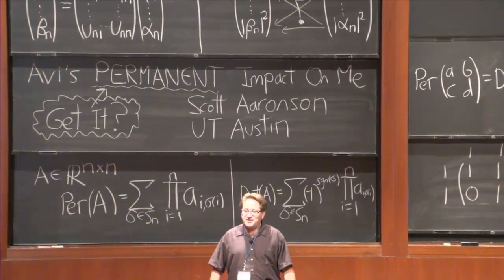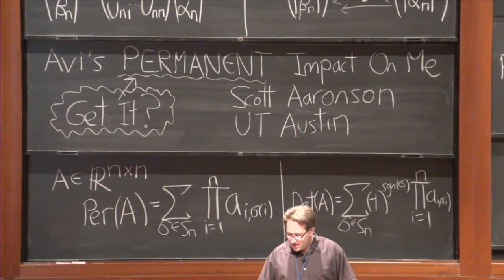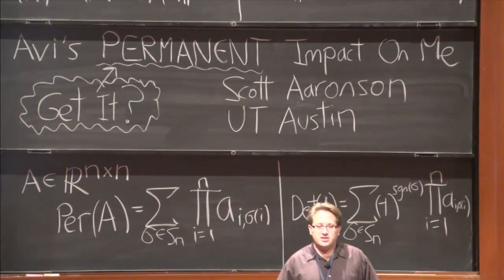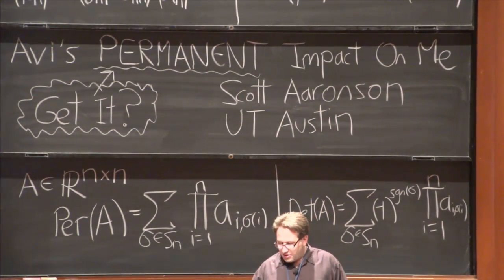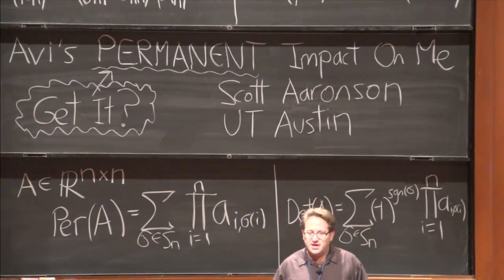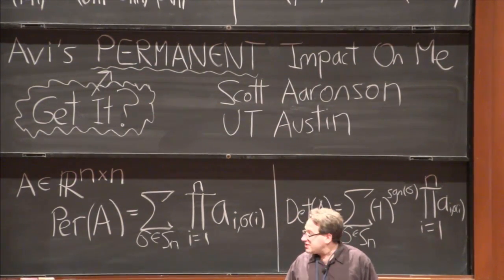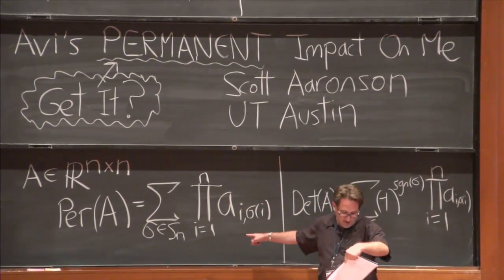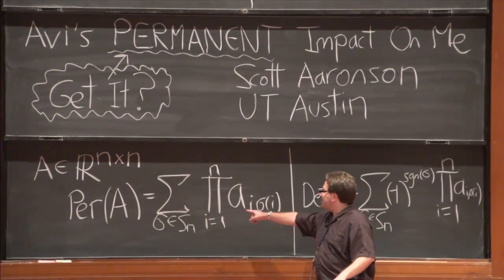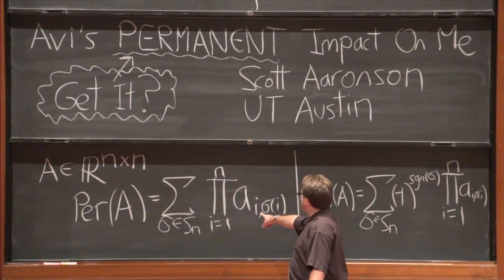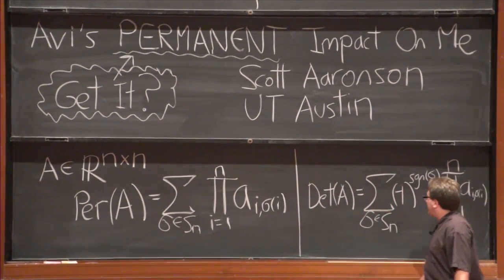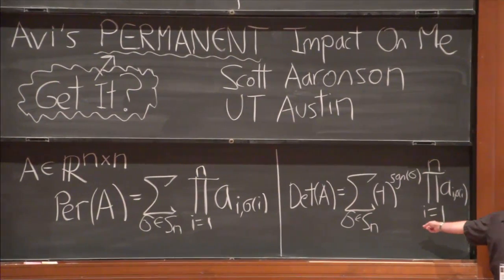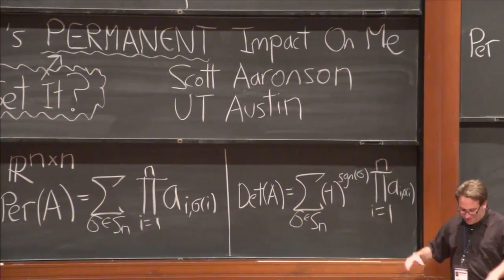my history with Avi really starts with a talk that Avi gave in Princeton in 2000, which I attended when I was a prospective graduate student. And that talk was about this function here: the permanent of an n by n matrix. And Avi contrasted it with this other superficially similar function, the determinant.